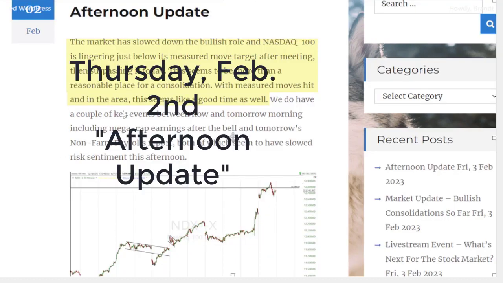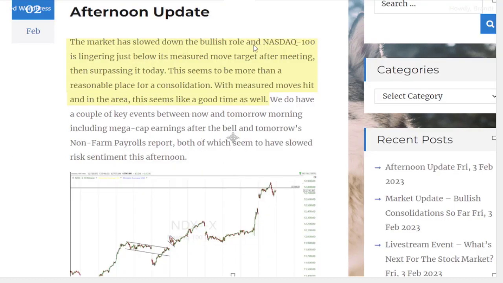this is the afternoon update on Thursday. The market has just slowed down the bullish roll, and NASDAQ 100 is lingering just below its measured move target after meeting it and then surpassing it. Then it came right back down to it. This seems to be more than a reasonable place for consolidation, with measured moves hit in the area. This seems like a good time for consolidation as well.